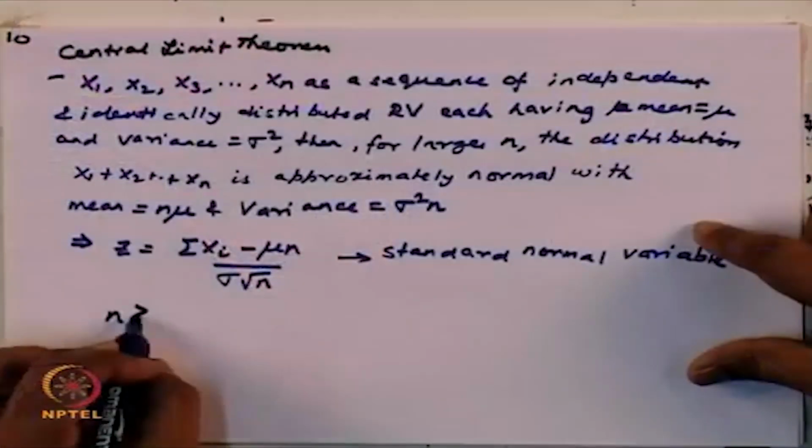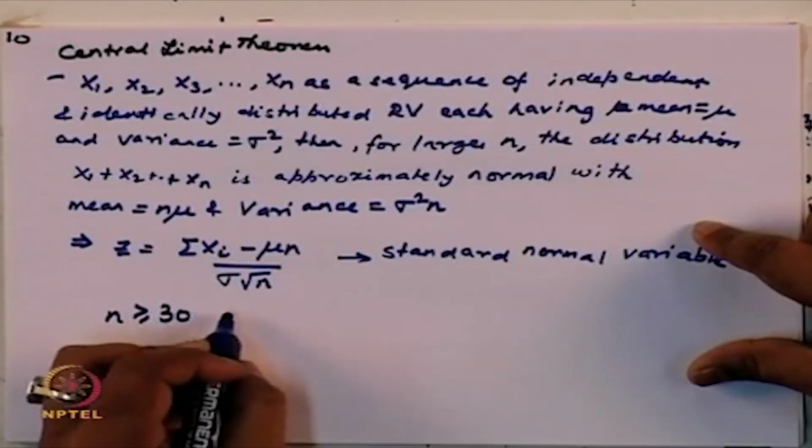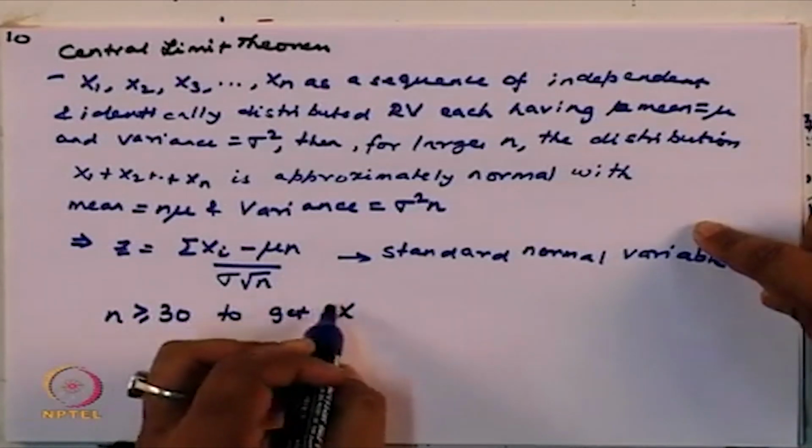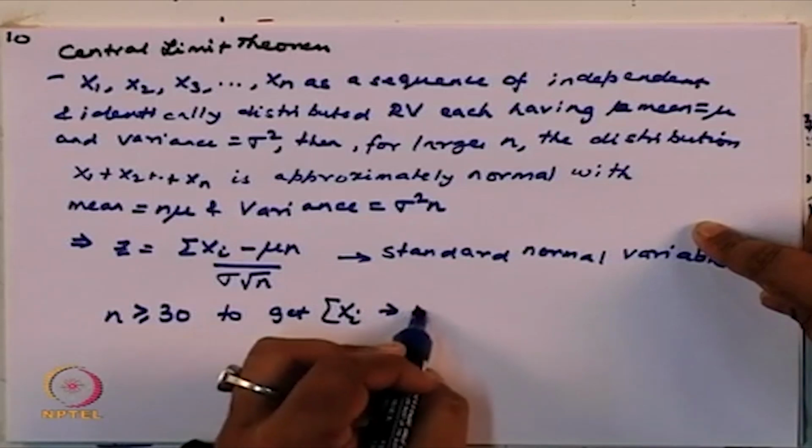Otherwise, if the population is non-normal, you need n greater than or equal to 30, it has been estimated, for x bar, or summation xi, to be a normal random variable.